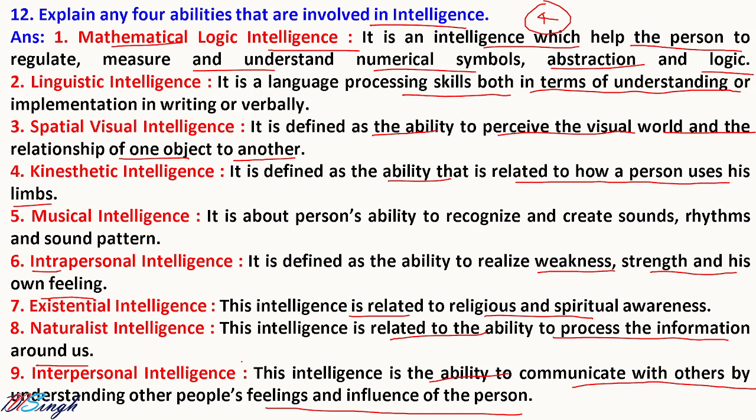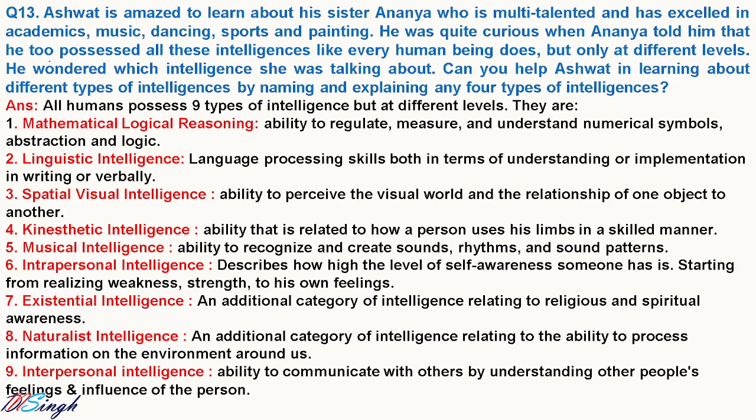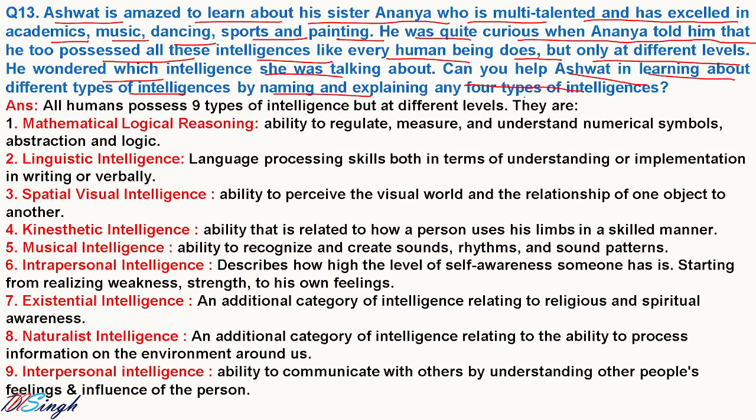The same question can be asked in another way also. Like Aswat is eager to learn about his sister Ananya, who is multi-talented and has excelled in academics, music, dancing, sport and painting. He was quite curious when Ananya told him that he too possesses all these intelligences like every human being does, but only at different levels. He wondered which intelligence she was talking about. Can you help him, Aswat, to learn about the different types of intelligence by naming them and explaining any 4 of the intelligences?